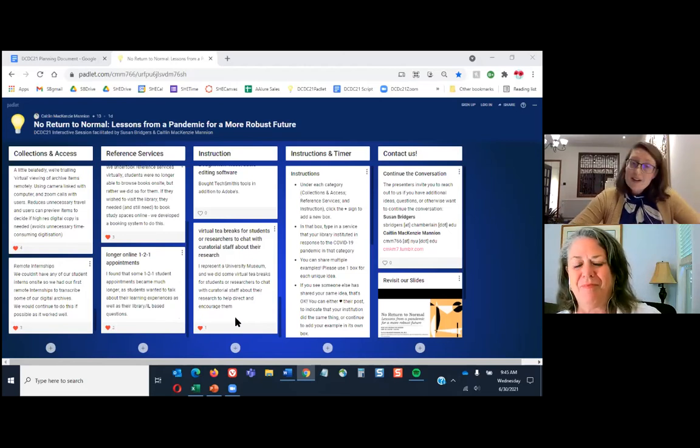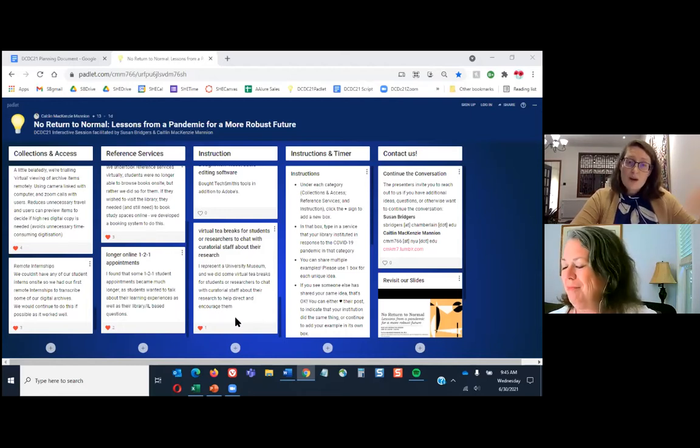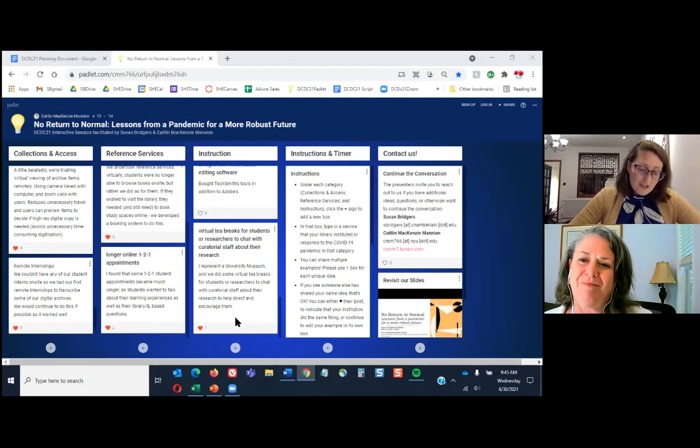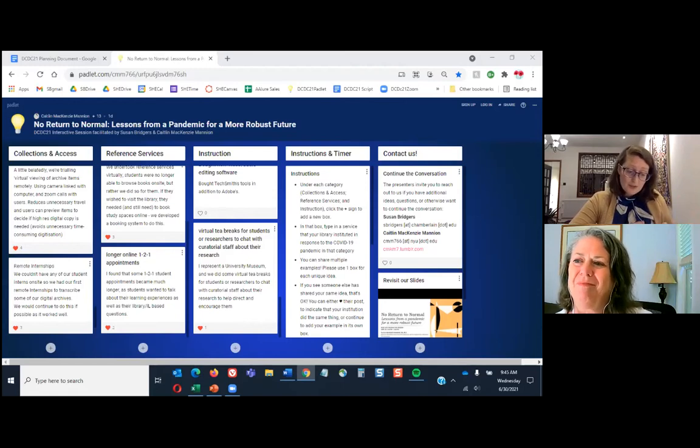And I also saw someone else posted under instruction services, similar to having this drop-in Zoom office hours. Someone also mentioned having virtual tea breaks for students or researchers to chat with curatorial staff about their research. And this person adds that they represent a university museum, and they had some virtual tea breaks for students or researchers to chat with curatorial staff about their research to help direct or encourage them.